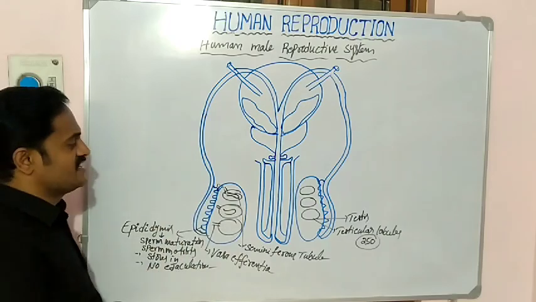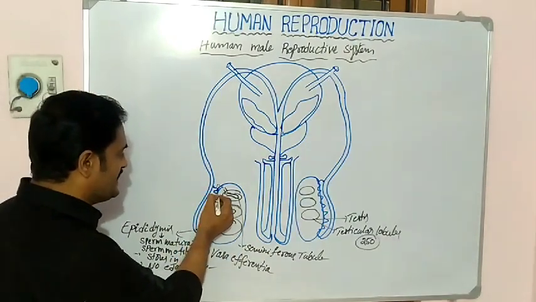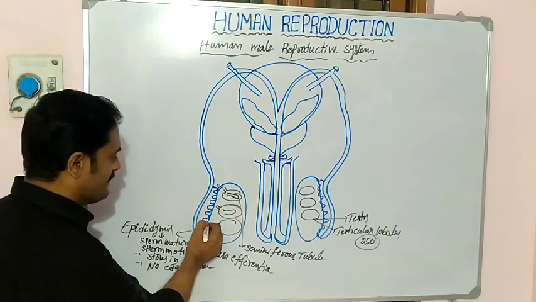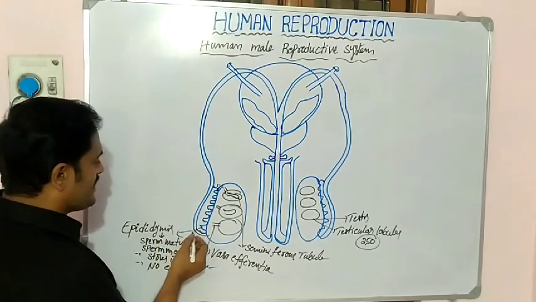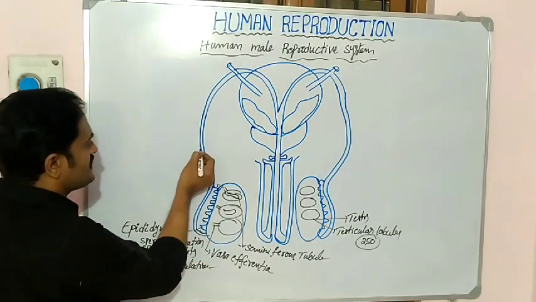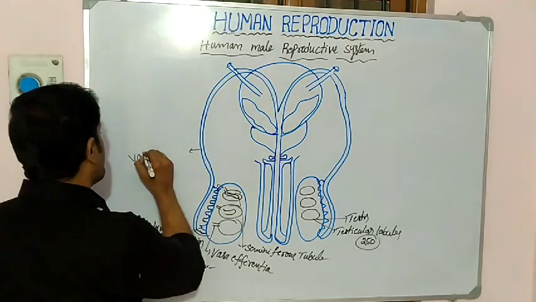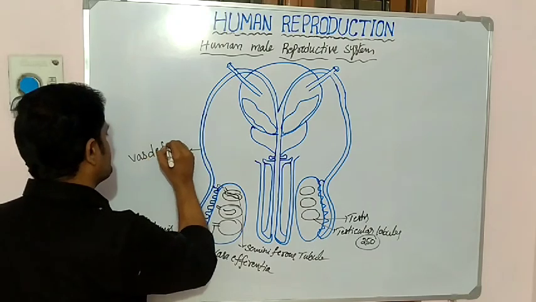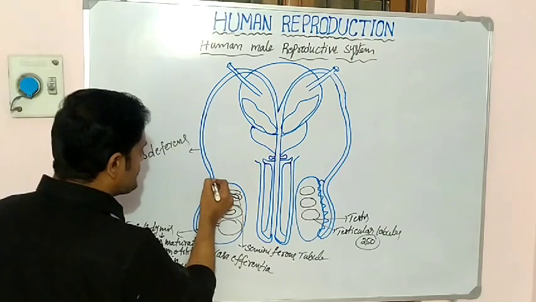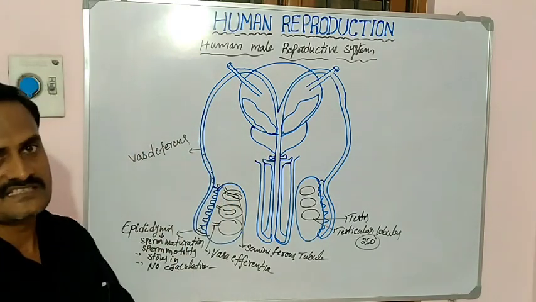Once ejaculation starts, the sperms are released into this highly coiled structure, the epididymis. From the epididymis, it opens into one long tube-like arrangement. This long tube-like arrangement is called vas deferens. So the sperm cells reach the vas deferens.